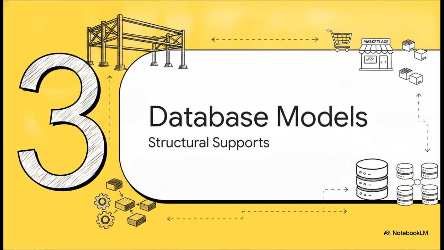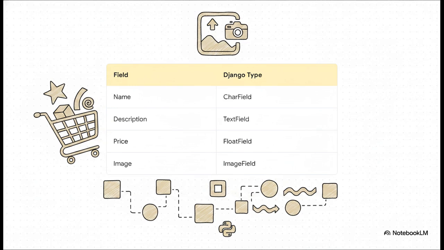All right, section 3, structuring database models, the structural supports. Obviously, a marketplace needs items to sell, right? In Django, we define our database tables using Python classes, and we call these models. We're just mapping the data we want to Django's built-in types. So an item's name, that's a CharField with a maximum character length. The description is going to be a much larger TextField. The price maps to a FloatField, and wonderfully, Django has a dedicated ImageField specifically for uploading pictures. Though, quick side note, you do have to install an extra Python library with the incredibly cozy name Pillow to actually make that image upload work.